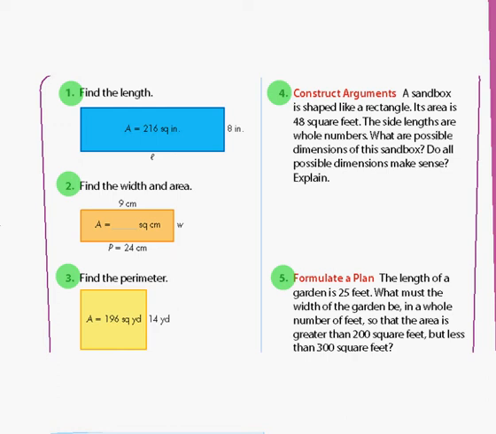Okay, on this sheet we're going to be working with problems that are dealing with perimeter and area. So on problem number 1, what they're asking us to do is to find the missing length right there. They give us the width right there, and they give us the area, and we need to find the length.